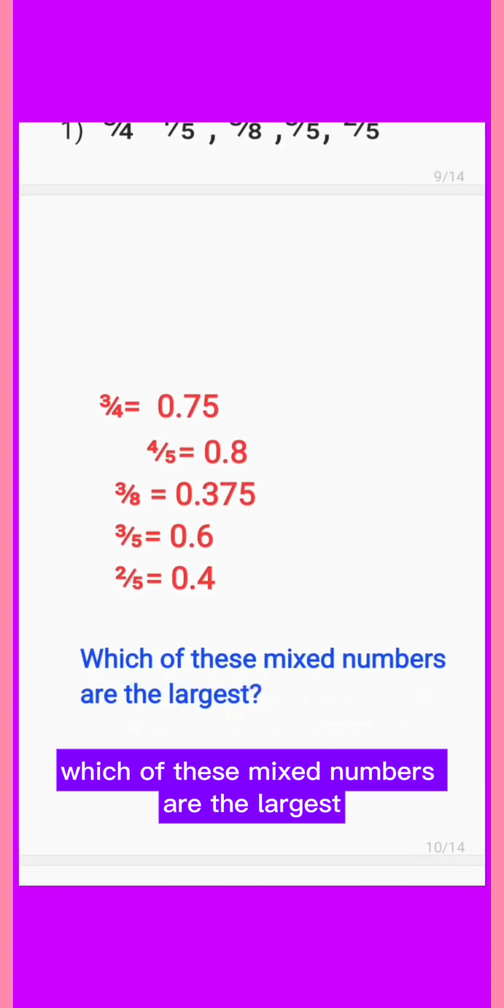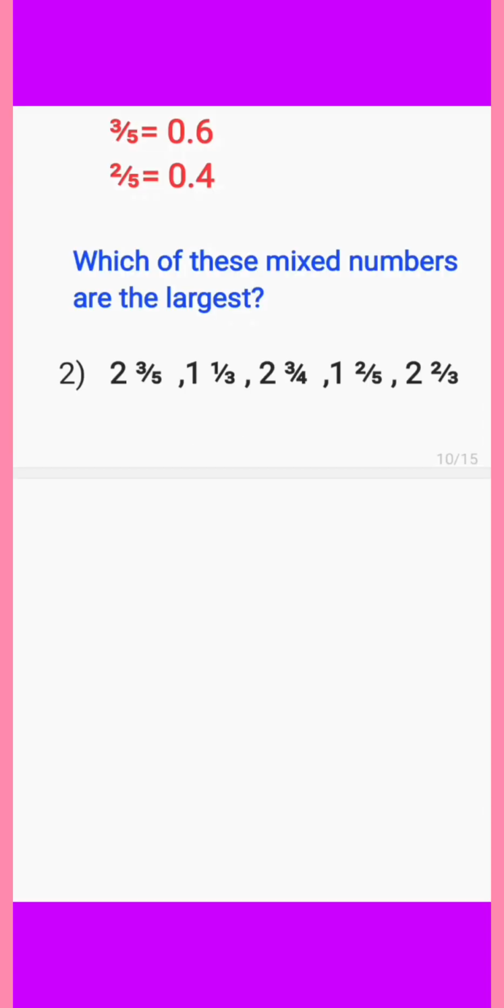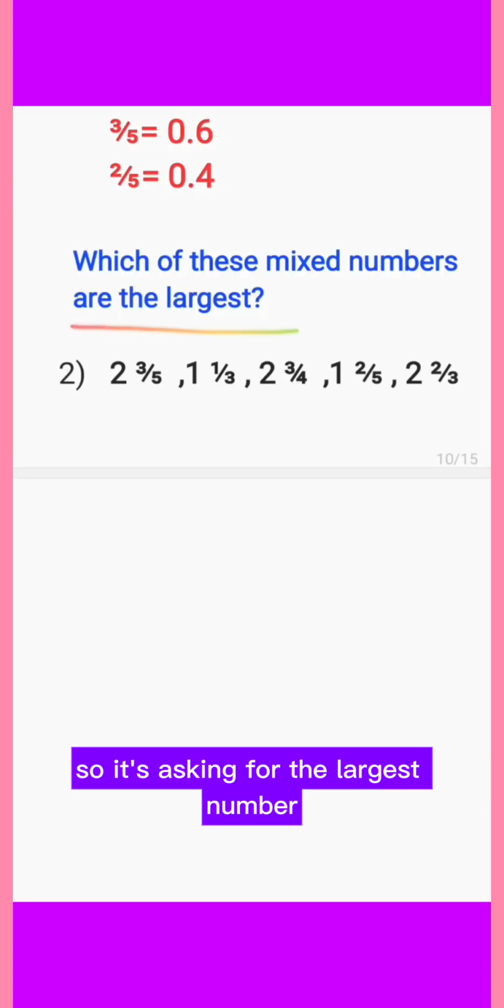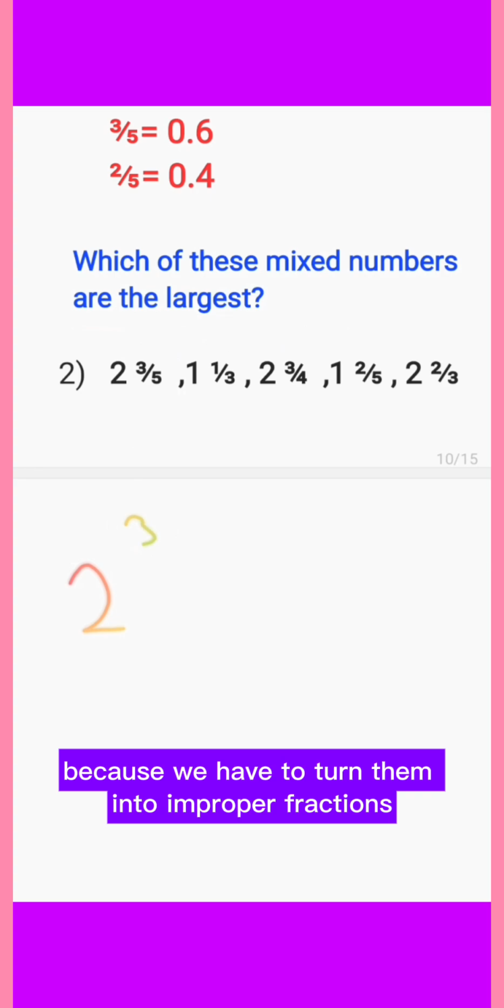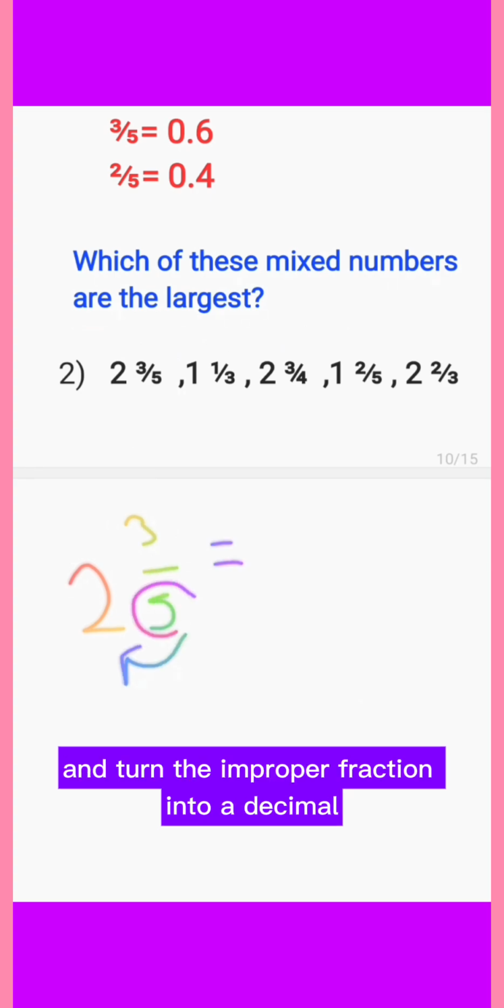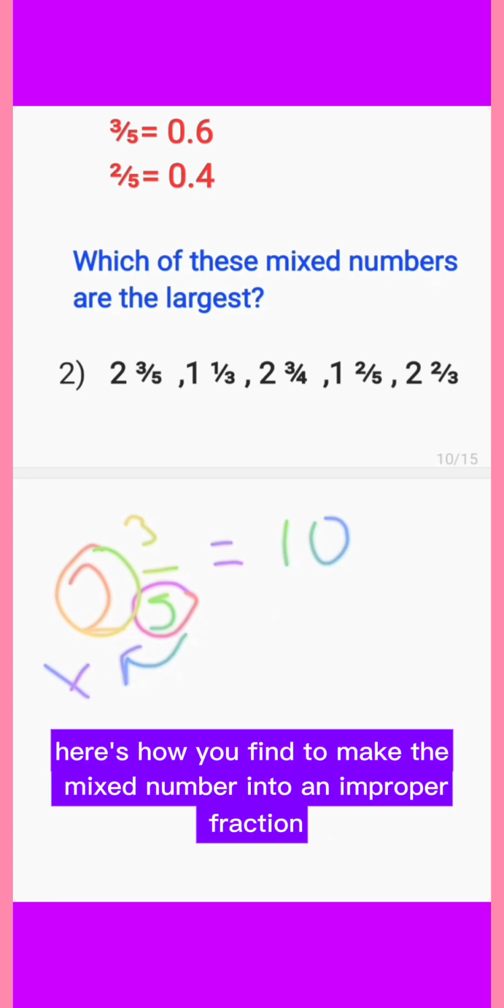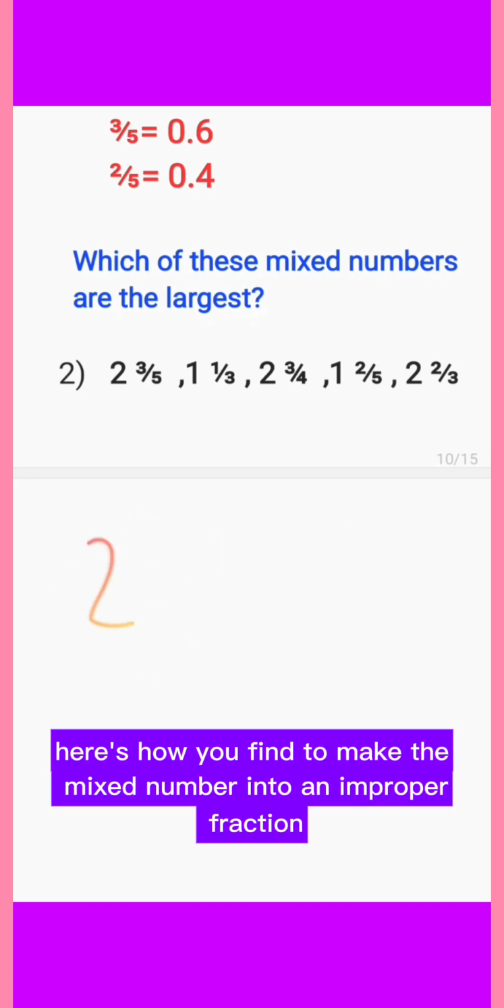Which of these mixed numbers is the largest? So, it's asking for the largest number. But we can't just look at the big number and assume it's 2, because we have to turn them into improper fractions and turn the improper fractions into decimals. Here's how you make the mixed number into an improper fraction.